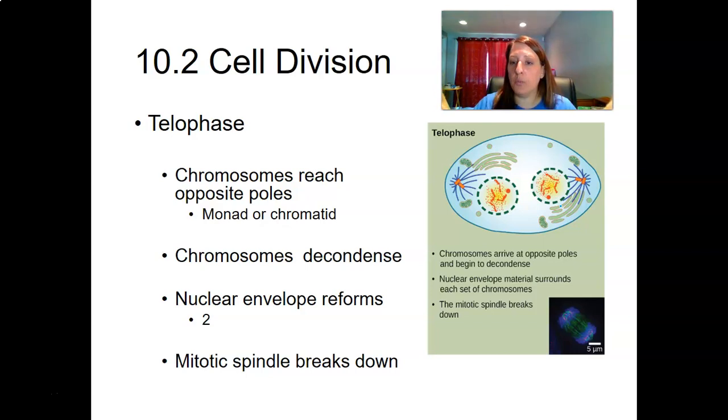The nuclear envelope will reform around those regions of genetic material. And so we're going to have two nuclei, okay, both surrounded by a nuclear envelope. They're going to form. What else happens? That mitotic spindle will now start to break down.